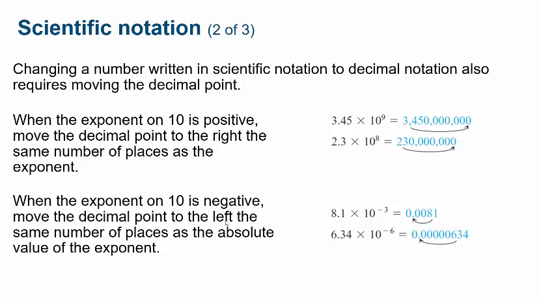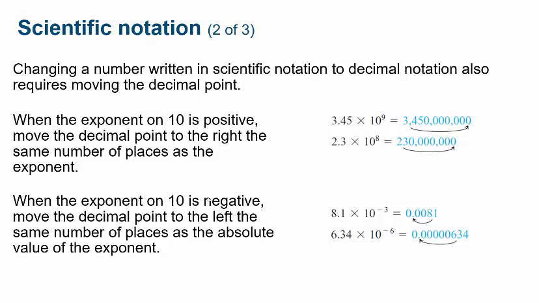Changing a number written in scientific notation to decimal notation also requires moving the decimal point. When the exponent of 10 is positive, you move the decimal point to the right the same number of places as the exponent. Like here, if I want to change this 3.45 times 10 to the 9th, I'd move this decimal place 1, 2, up to 9 times. Same thing here, the exponent's 8, so I move this decimal 8 places.